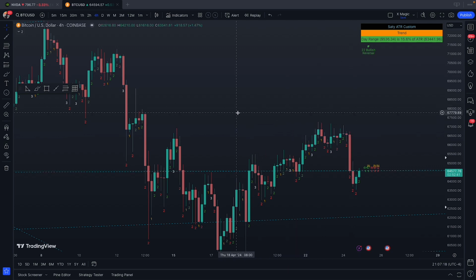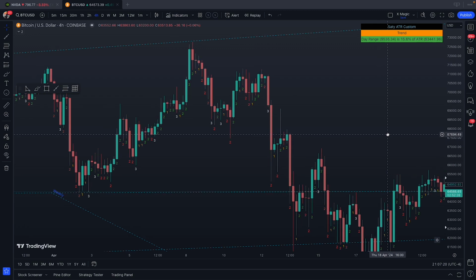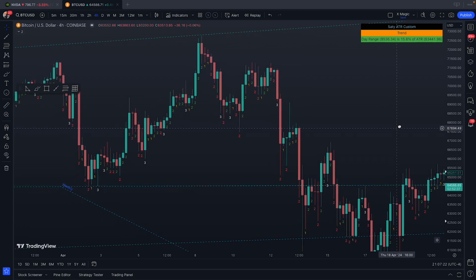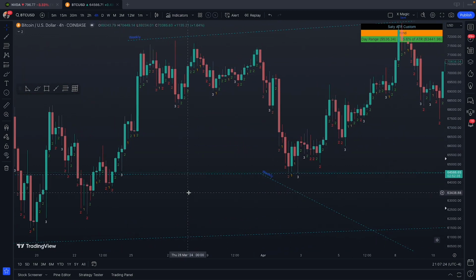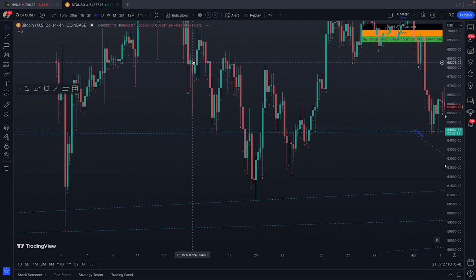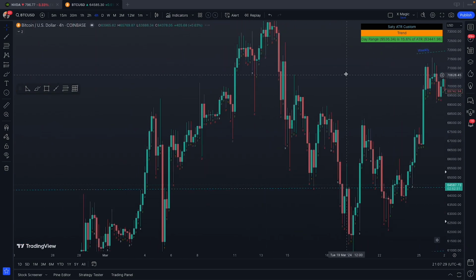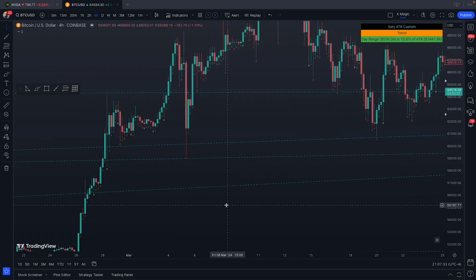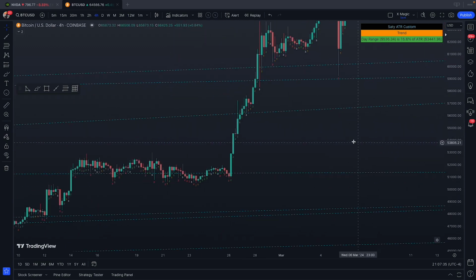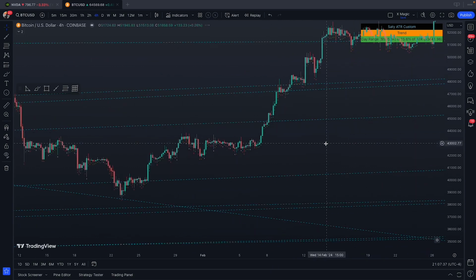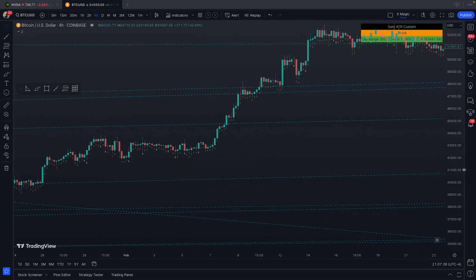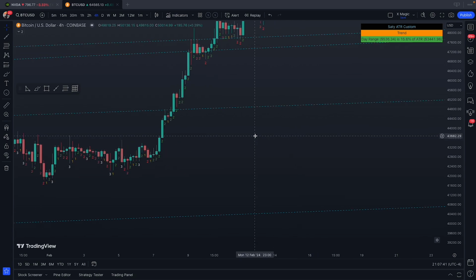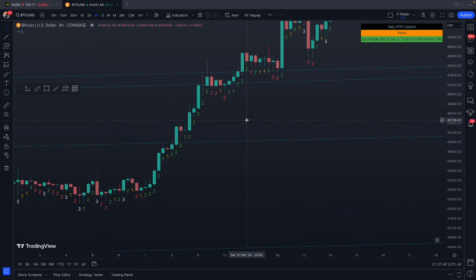So let's say, let's see. Can I find a clean example for you guys? Oh, perfect. These are one of my go-to setups. In the Strat, this is called the Momo hammer.